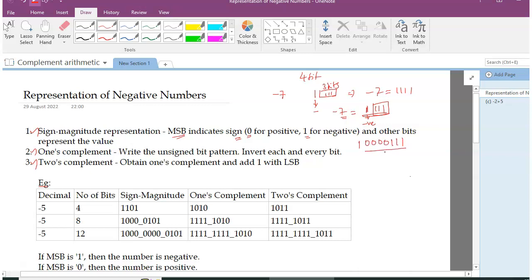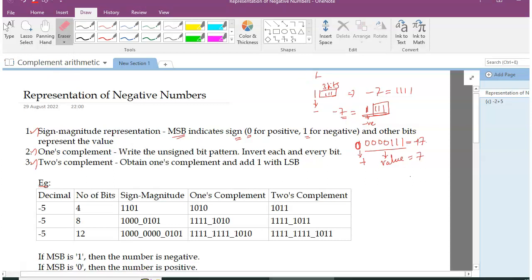So here we have 7 bits for the value, and of course the value is 7, and 1 bit is allocated for sign, that one is minus. So this is equal to -7. How to represent +7? Simply change this to 0. Then that will become +7. So this is sign magnitude representation.